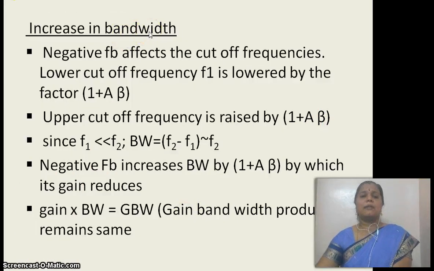Now, what happens to bandwidth? We know what bandwidth is: the difference between the lower cutoff frequency F1 and the higher cutoff frequency F2. Here in this case, lower cutoff frequency F1 is lowered by the factor 1 plus A beta, and upper cutoff frequency is raised by 1 plus A beta. So the bandwidth is nothing but the difference between F2 and F1. Since F1 becomes too small, bandwidth is approximately equal to F2. So what happens here in this case? Here too bandwidth increases because of negative feedback.